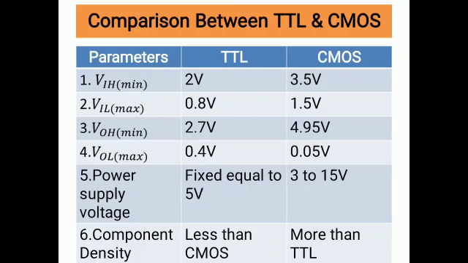Component density or packaging density means that on the same size we can have more CMOS devices, meaning P-channel and N-channel MOSFETs, whereas for TTL, as the size is bigger than CMOS, the component density is less.